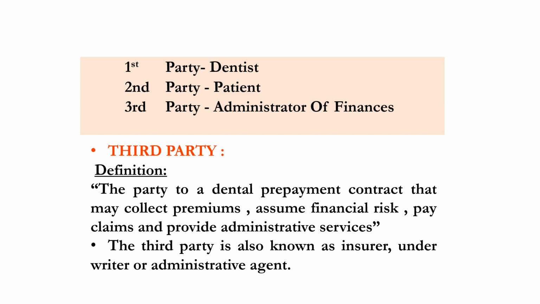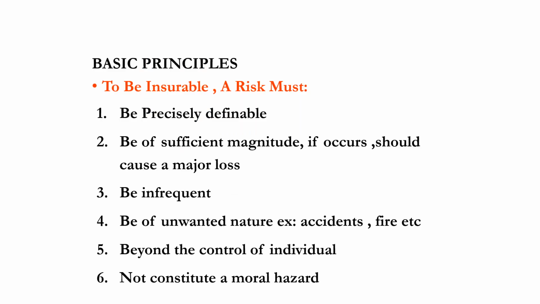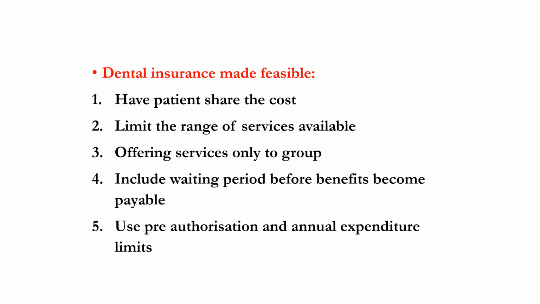So insurance companies have found that dental insurance can be made more feasible by having the patient share the cost, limiting the range of services available, and offering services only to groups, including a waiting period after enrollment before benefits become payable, and using pre-authorization and annual expenditure limits. That is how the basic principles and risk have been set by the insurance companies. As I said, the risk should be precisely definable and of sufficient magnitude, an unwanted expenditure like accidents or fire, beyond the control of the individual, and not constitute a moral hazard. So dental insurance is made feasible by patient cost sharing, limited services, group offerings, waiting periods, pre-authorization and annual expenditure limits.